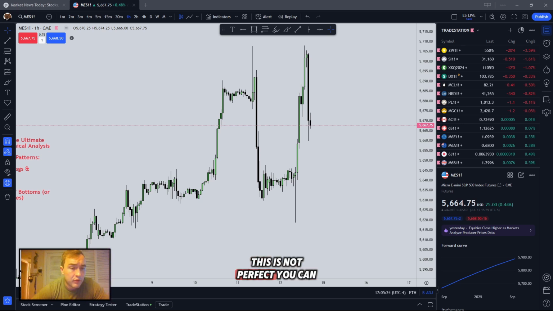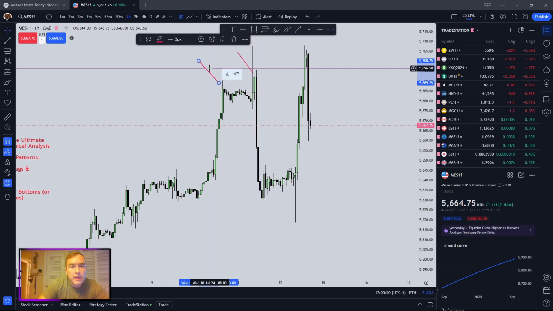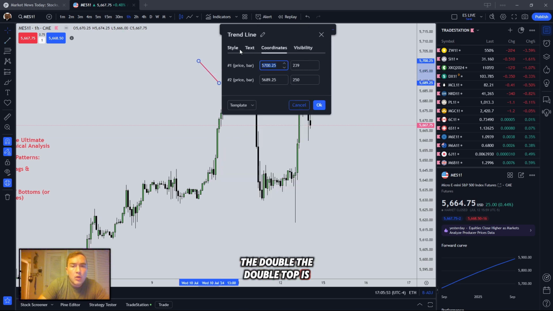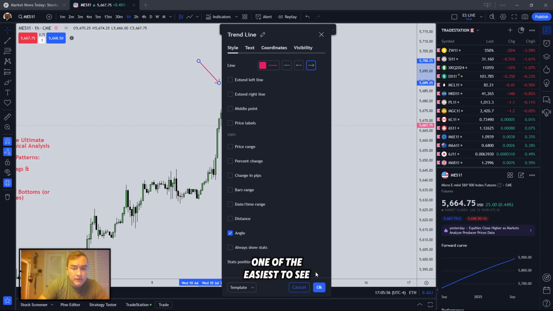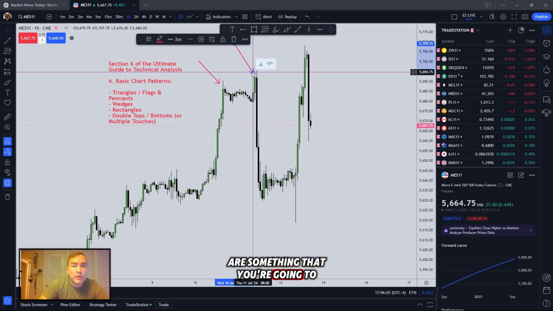This is not perfect. You can have a double top in which the second high is higher than the first high, or a double bottom in which the second low is lower than the first low. The idea, though, is that roughly speaking, within a reasonable range, the price is going to the same point twice. So I want to show you very simple examples here of double tops. Guys, the double top is one of the easiest to see, but make no mistake, just because it's easy doesn't mean it doesn't work. Double tops are something that you're going to see a lot.